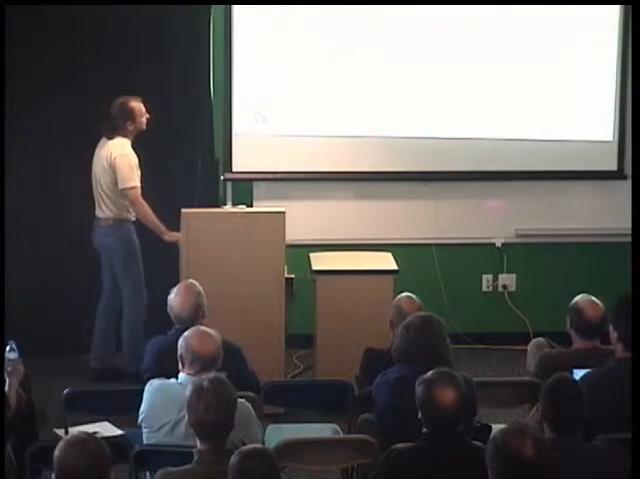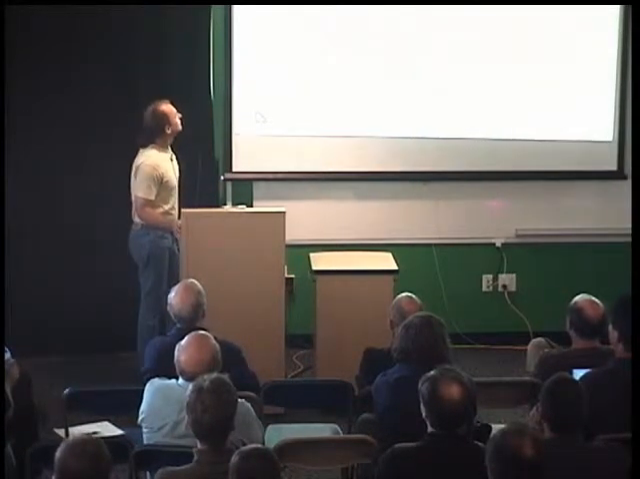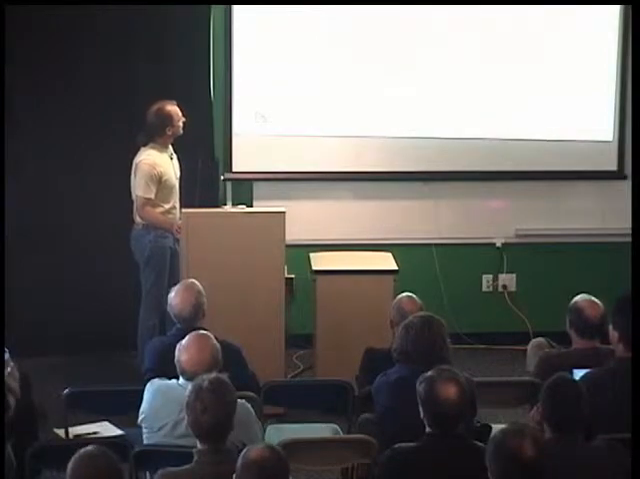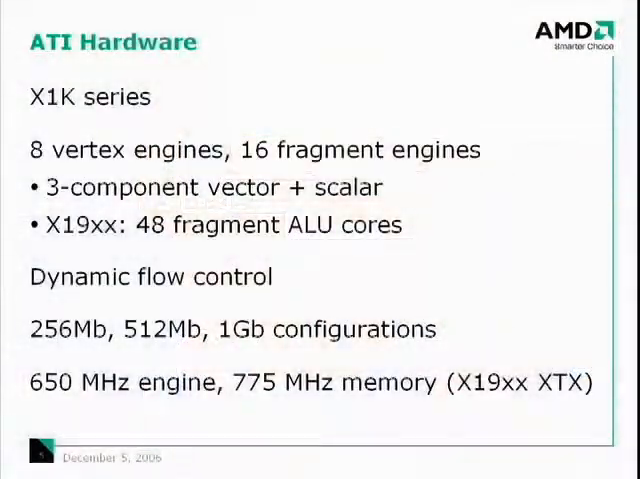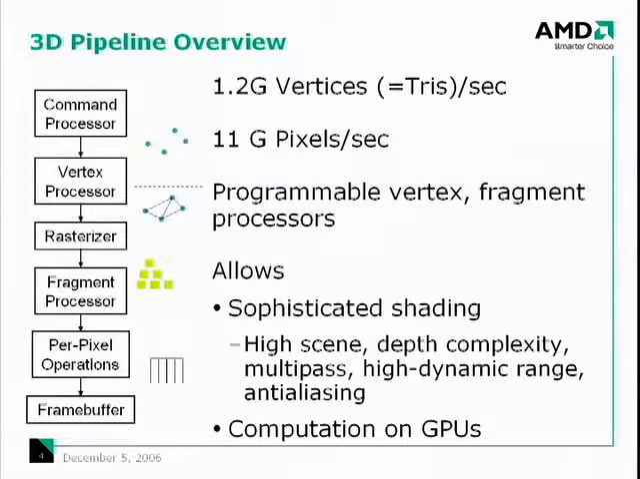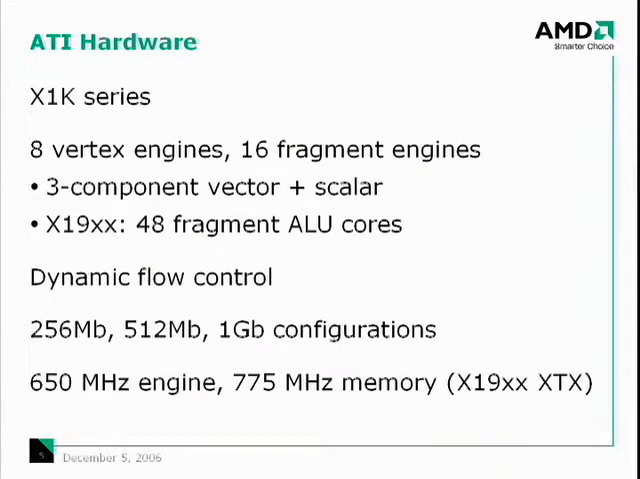Okay, so let me just talk very at the high level of ATI's current hardware. There are 8 vertex engines and 16 fragment engines, okay? These vertex engines go in the vertex processor, the fragment engines go in the fragment processor here, okay? They do these 3-component vector plus scalar, so sort of a 4-component multiply-add on every cycle, IEEE 32-bit, almost IEEE anyway.